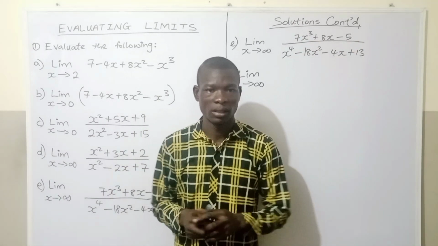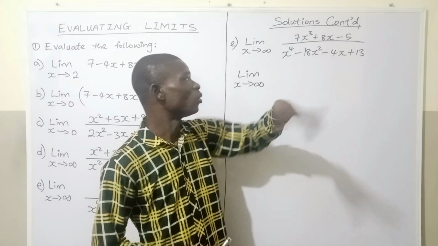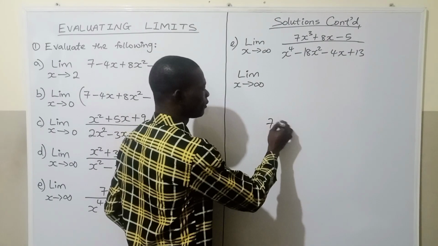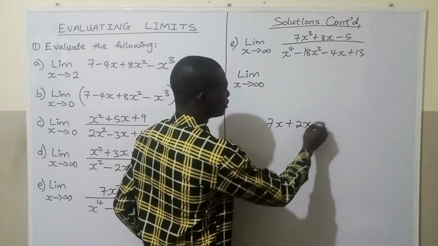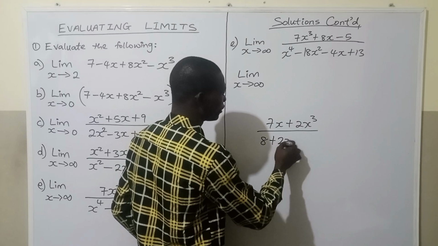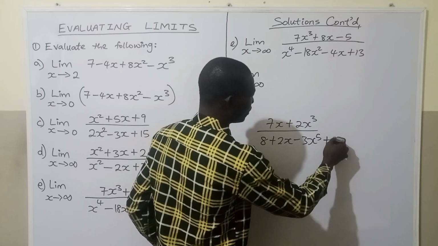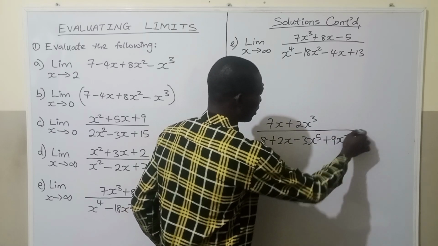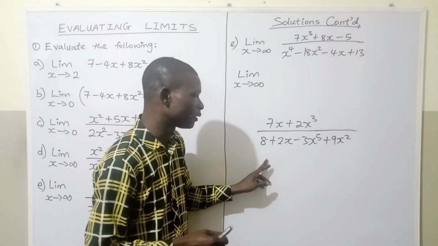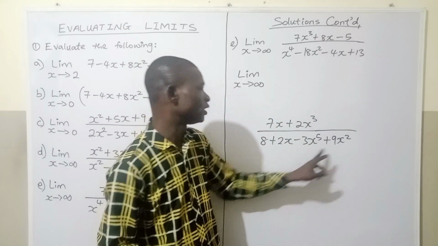But please take note of something. Because I choose to arrange my own here like this does not mean that the highest power in the denominator will always be the first term. No, it doesn't mean that. For example, I can give you something like this: 7x plus 2x to the third power over, let's say, 8 plus 2x minus 3x to the fifth power, and then plus 9x squared. Now, if you look at this, this one is not even carrying any coefficient of x, and this is not the highest power of x. This is the highest power of x, and it so happens to be the middle term. This is not the highest power of x.